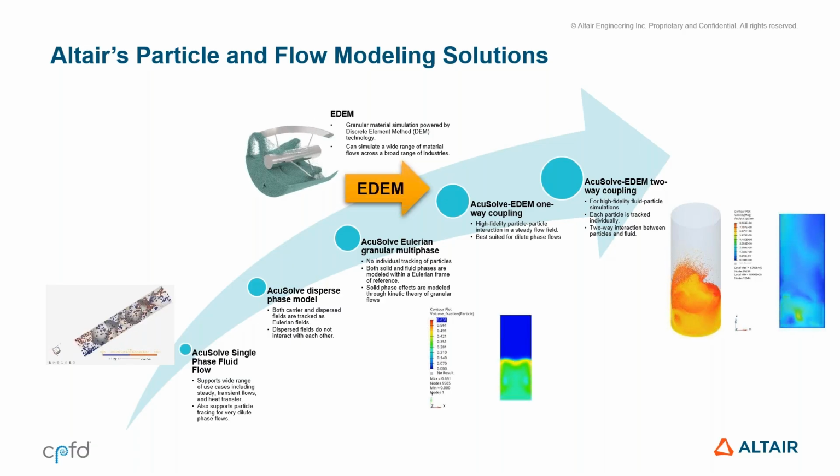And the multiphase capabilities in AcuSolve can be used to simulate even dispersed flows by taking into account the interaction of the fluid phase on the particles. The Eulerian granular multiphase flow model that is available in AcuSolve can be used to simulate high solid concentrations up to 0.63 volume fraction of solids, where the effect of both the phases is taken into account on each other, and the solid phase effects are modeled through the kinetic theory of granular flows. So these models available in AcuSolve can be used to simulate slightly complex multiphase flows, as well as dilute and disperse flows.